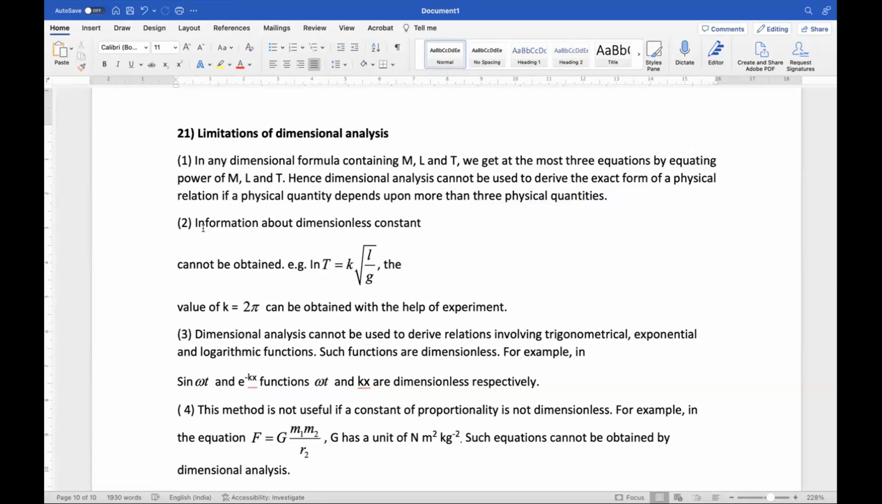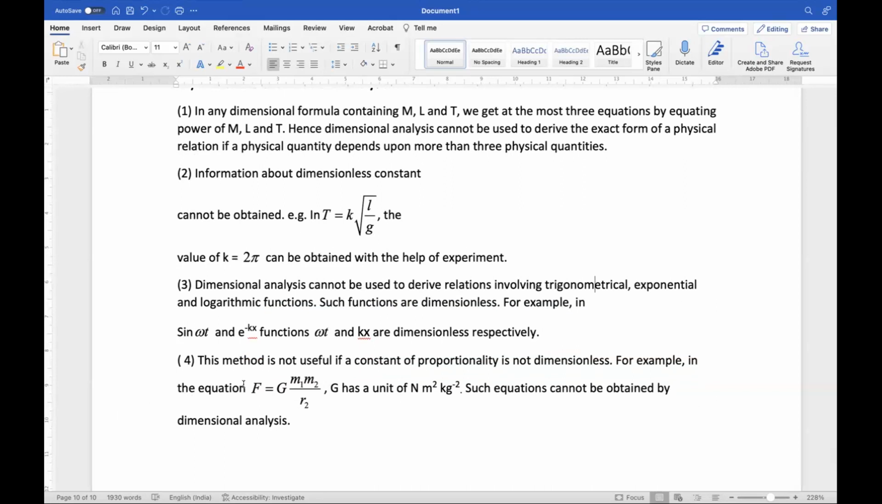It will only tell us that there is some dimensionless quantity, but what is the value of it? Nobody knows. Third, we cannot use dimensional analysis to derive relations which involve trigonometrical, exponential and logarithmic functions. For example, when I told you about work done, it is force times displacement times cos theta. But if I ask you to write the same thing using dimensional analysis, you cannot tell me whether cos theta is there or not, because it's a dimensionless quantity. So dimensional analysis cannot be used to derive the relation between the physical quantities.